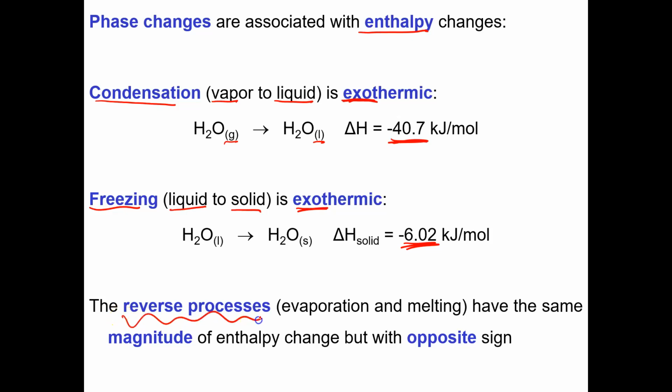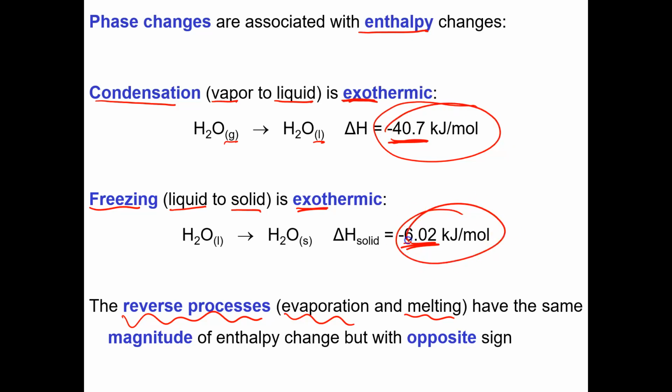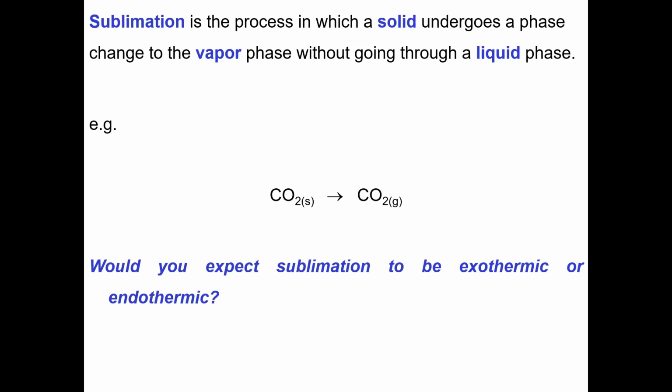Now, if we go in the other direction, i.e. evaporation and melting, then these enthalpy changes have the same magnitude, but they'll have an opposite sign. So when we want to take 1 mole of liquid water and turn it into 1 mole of steam, we have to put in 40.7 kilojoules, and the same for when we want to take 1 mole of solid water and turn it into 1 mole of liquid water, we have to put in 6.02 kilojoules per mole.